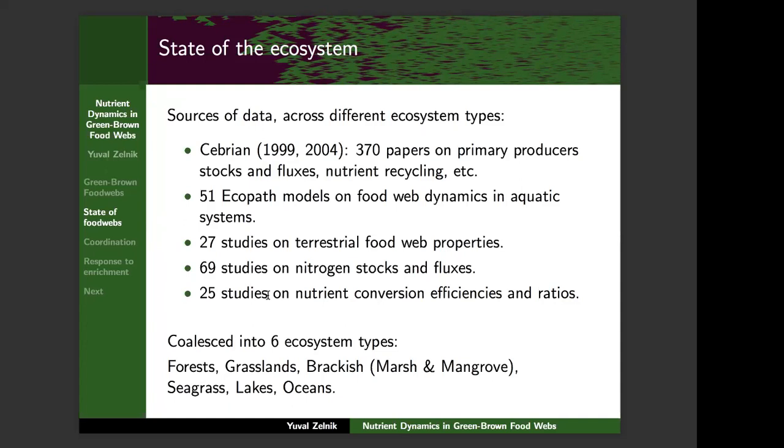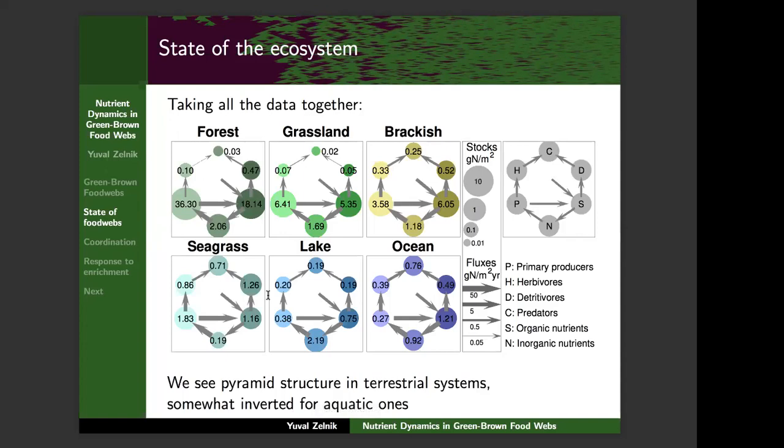And so what do we see here? So this is the first figure, which basically when I started this question, I thought the data here would just be available, and it turned out it wasn't. So this is a month of work just to collect this kind of data. But let's see what we have here. So we have each of the 6 different ecosystems that I mentioned, from forest to oceans, in different colors. And in each one, there are these 6 circles representing the stocks.